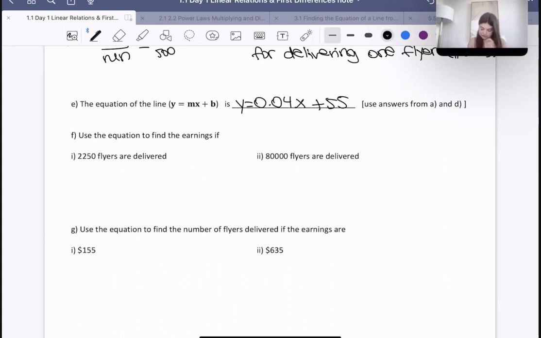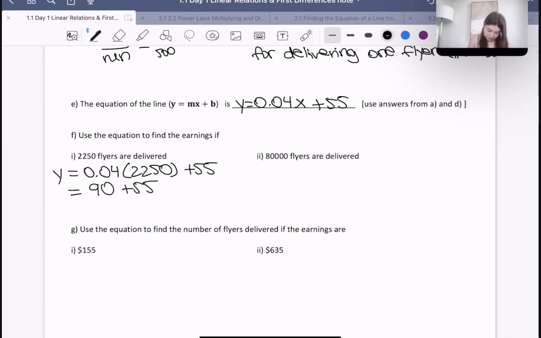Use the equation to find earnings if 2,250 flyers are delivered. Well, let's see. y equals 0.04, so 4 cents per flyer, times 2,250 flyers delivered, plus the initial $55 that she makes that week just for having the job and perhaps doing other tasks associated with having the job. So that's going to be 90 plus 55, which is $145 in total. Awesome.